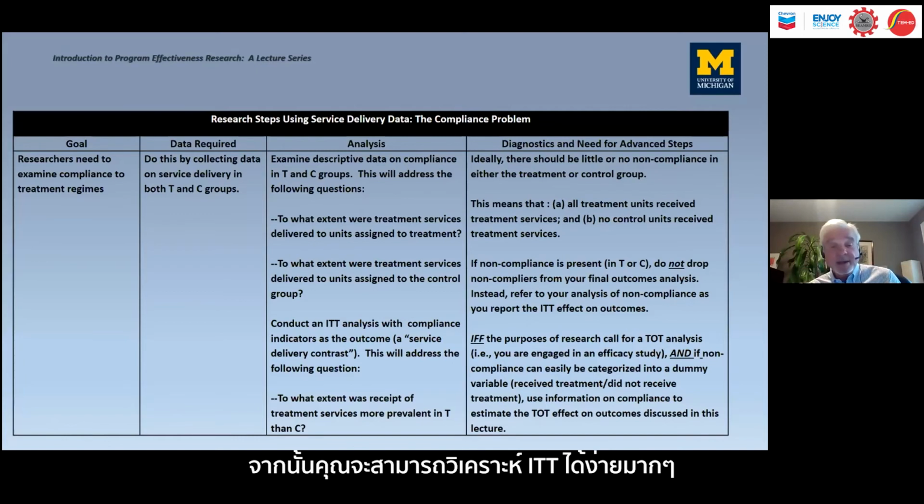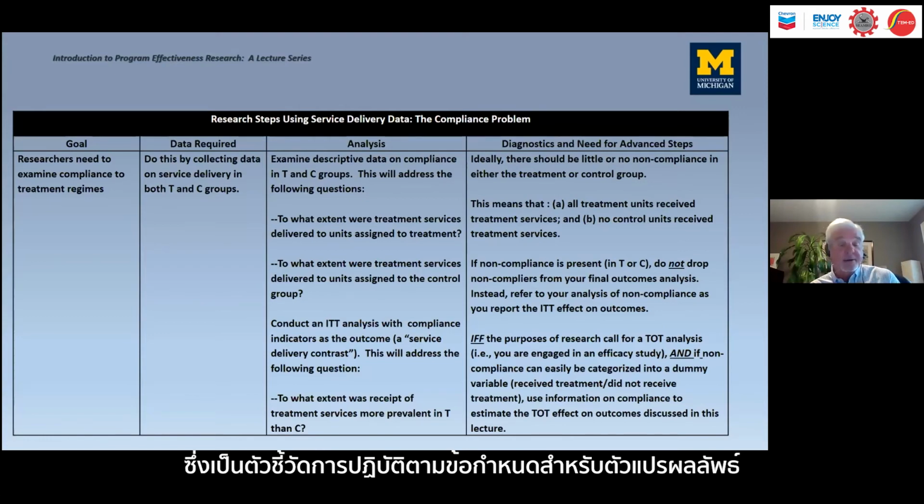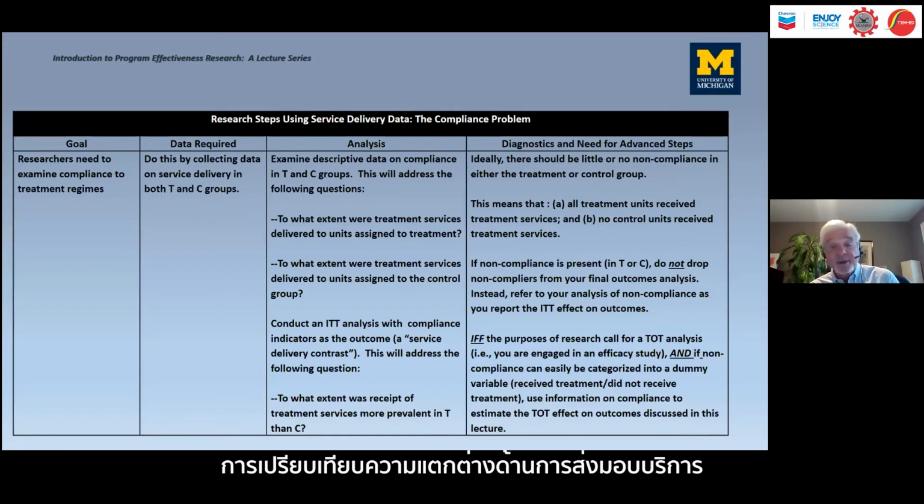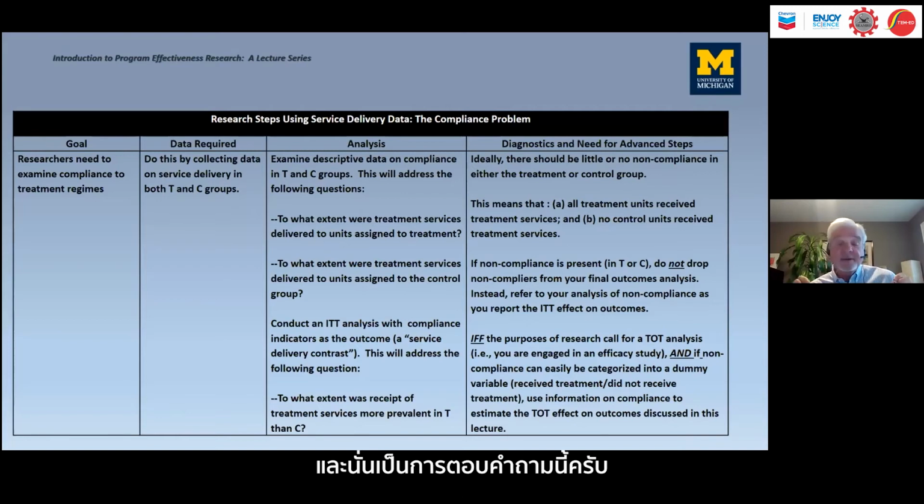You can then conduct a very simple ITT analysis where compliance indicators are the outcome variable. I call this, and will in the next lecture call this, the service delivery contrast. And that addresses this question: to what extent was receipt of treatment services more prevalent in the treatment group than the control group?